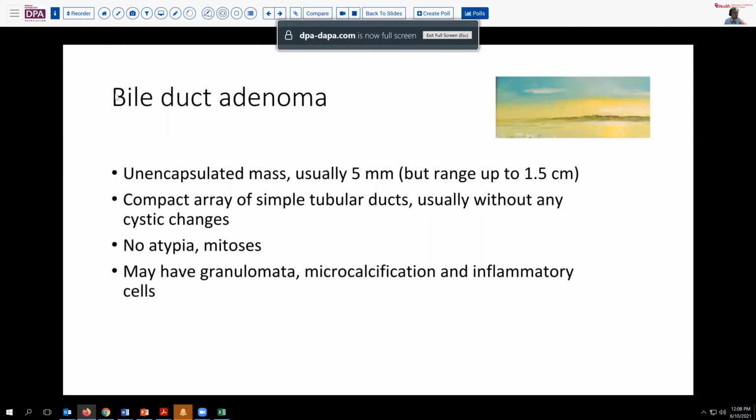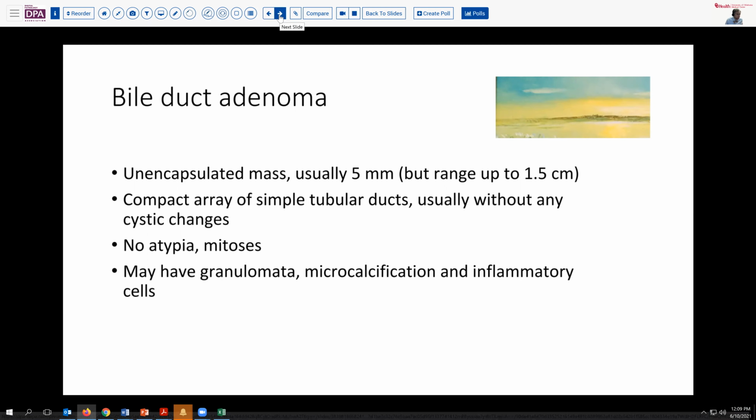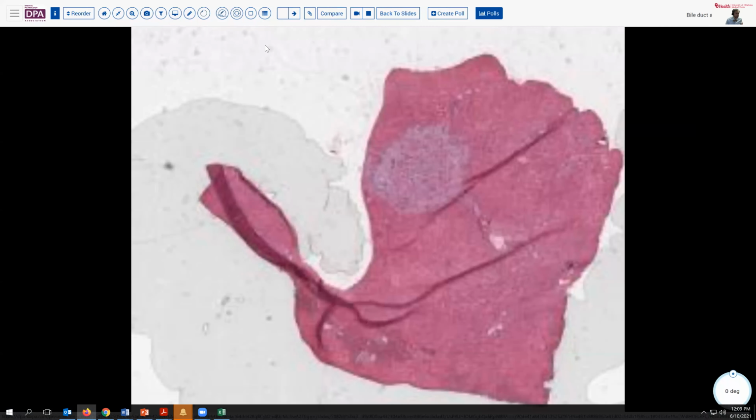Bile duct adenomas are usually very small, maximal size up to 1.5 centimeters. And these are usually a very simple tubular bile duct type of process without any cystic changes. A helpful fact is that you can have this inflammatory pattern around the periphery, maybe even granulomatous calcification. That can be very useful if you're looking at a frozen section to recognize that and not mistake it for possible desmoplasia or something like that.